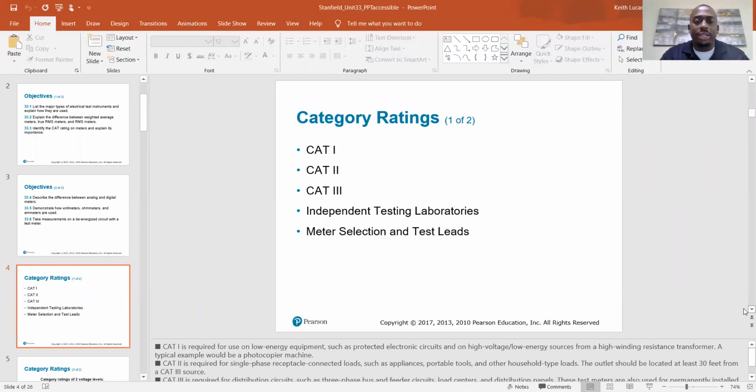So category ratings, CAT 1, CAT 2, CAT 3. These are the ratings for your meters. CAT 1 is required for use on low energy equipment such as protected electronic circuits and on high voltage, low energy sources from a high winding resistance transformer. A typical example of that would be a photocopier machine.